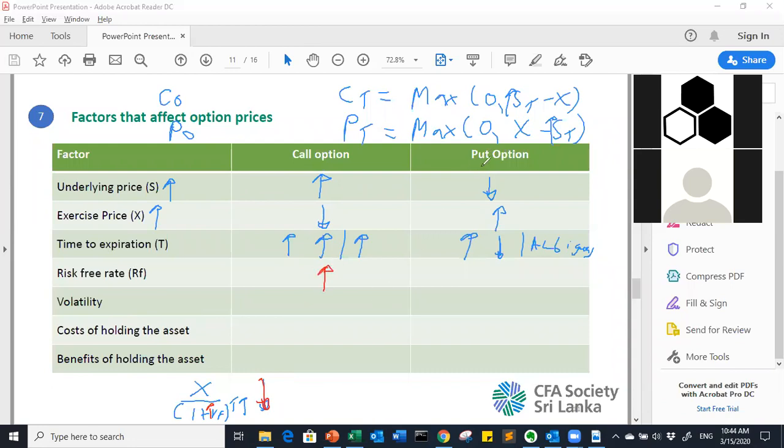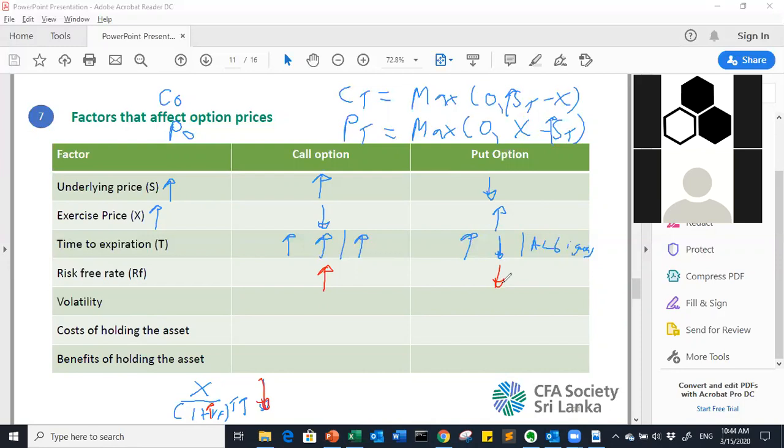In contrast, if you're the put option holder, the present value of the X is falling. You are supposed to receive the X if you decide to exercise the option. Since that value is going to be less, the value of the put option is also going to be less. So that's how it has an impact.